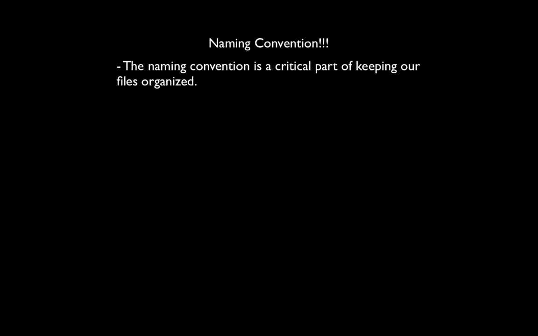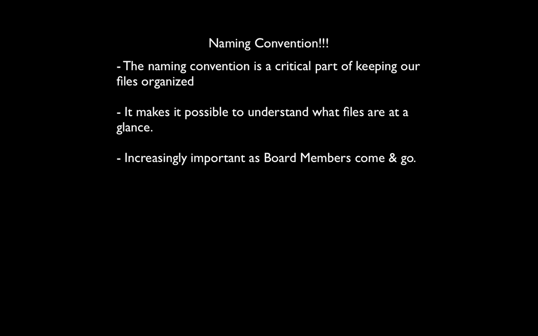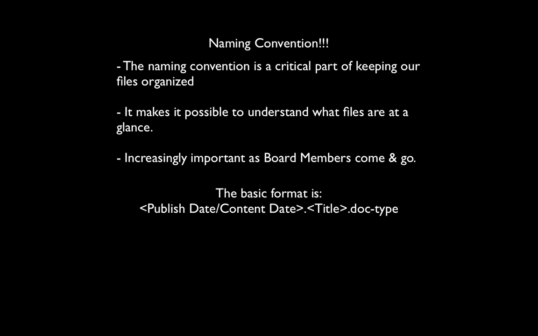The naming convention is going to be the key to keeping our files organized going forward. It makes it possible to understand what all of our files are at a glance, which is important, and it's increasingly important as board members come and go. When you are gone and we need to figure out what those files were, it's good to have a naming convention. So the basic format is publish date or content date, the title of the document, and then the doc type as usual.